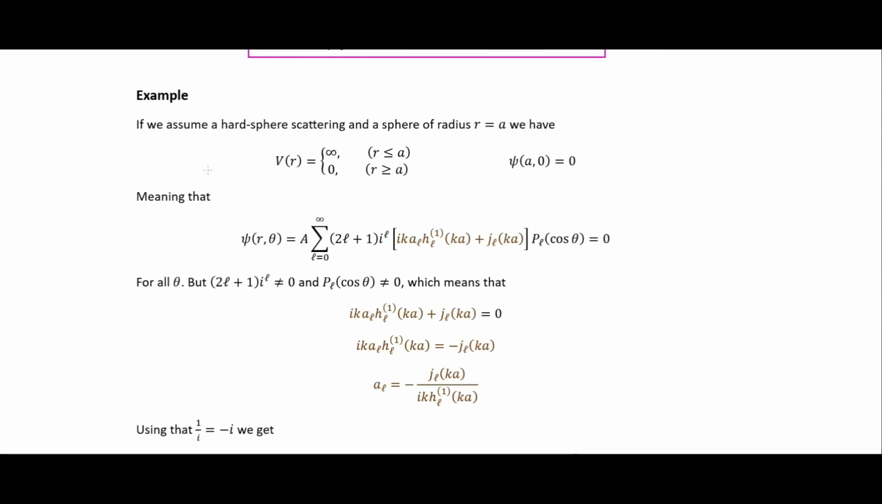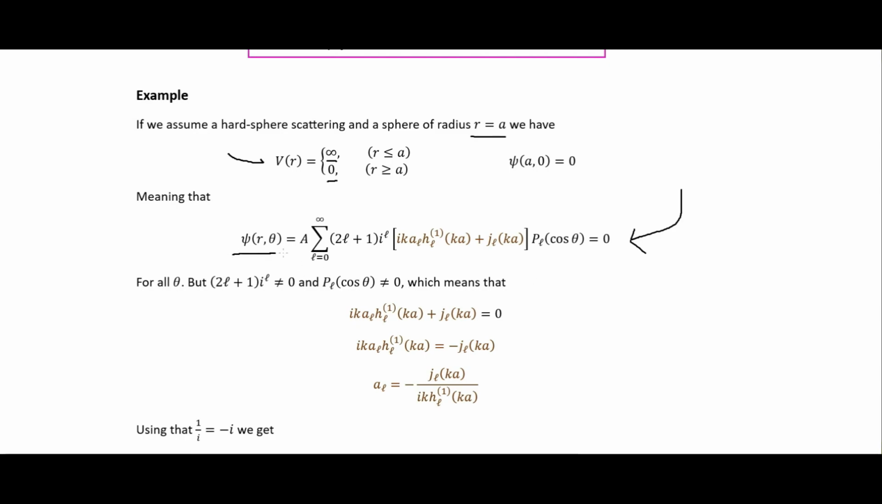So if we define a potential like this, it's just a hard sphere of radius r equals a, so it's infinite potential inside the potential and 0 outside of it. We then end up with this right here.